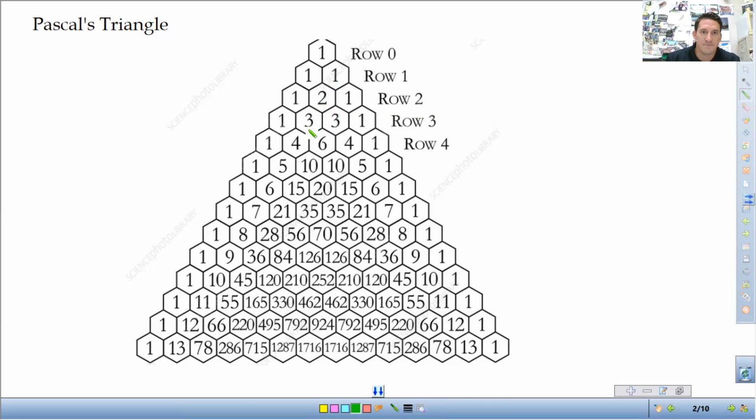All right. And you just keep moving on. 1 plus 4 is 5. 4 plus 6 is 10. 6 plus 4 is 10. 4 plus 1 is 5. So it keeps going down, expanding.